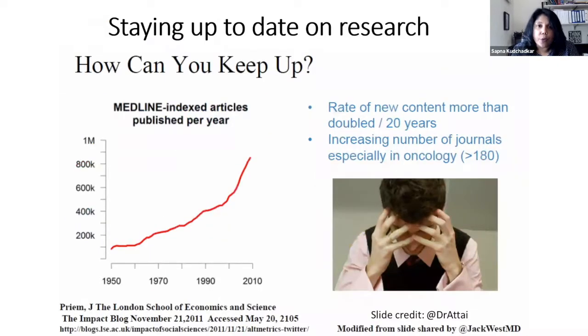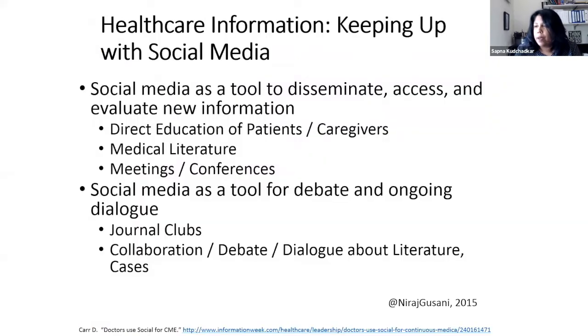I think all of you would agree, as folks engaged in transplant research, that it is really, really hard to keep up with all of the literature. The number of papers that are coming out on a daily basis that are relevant to each of our fields is astronomical. As you can see from this graph here, from 1950 to 2010, the rate has doubled over the last 20 years of new content. And the bottom line is that we can use social media as a tool to disseminate, access, and evaluate new information. So as it comes to us, we can decide whether it's something of interest, but it also helps us to engage in dialogue in a timely manner.